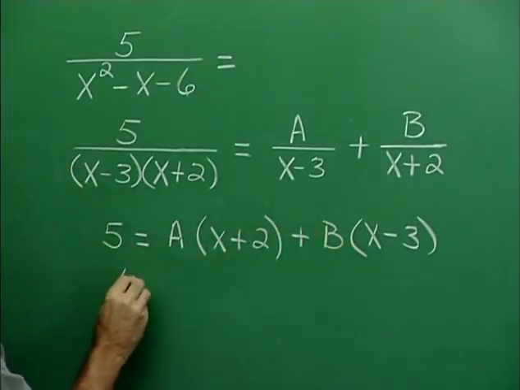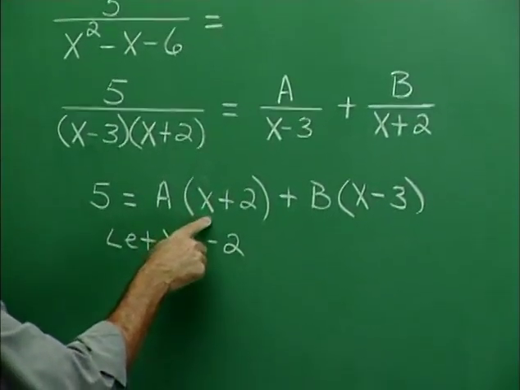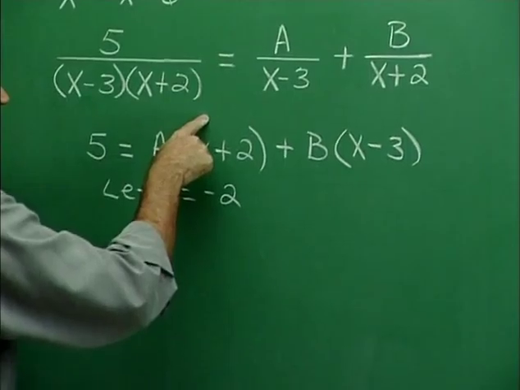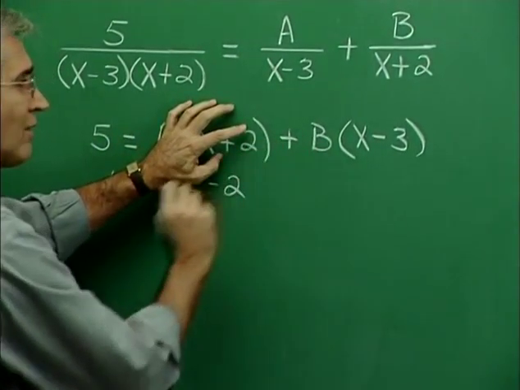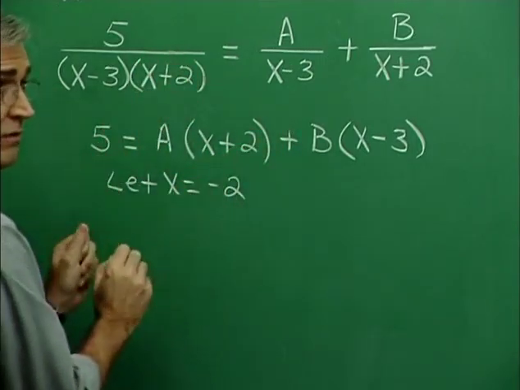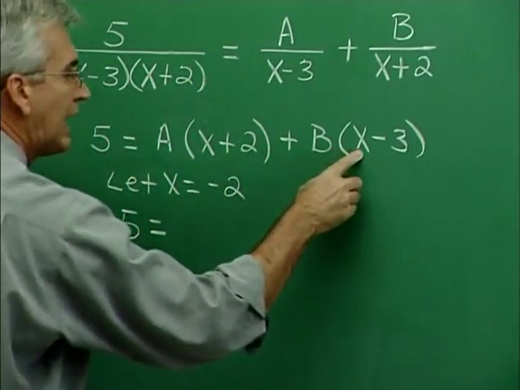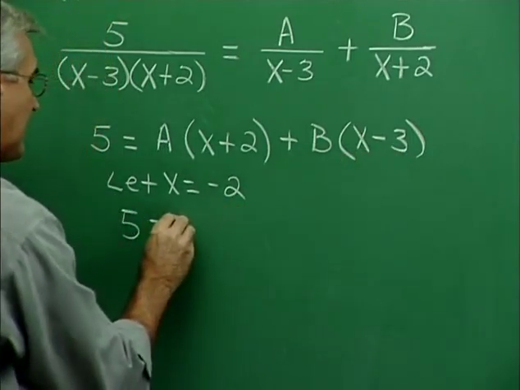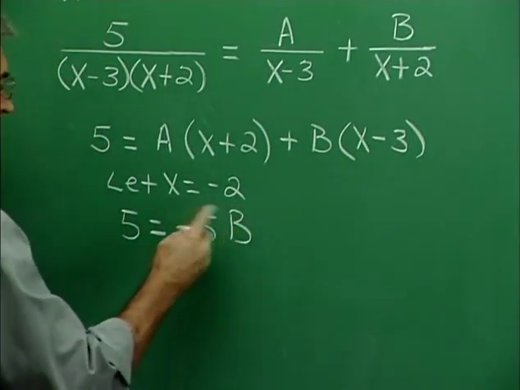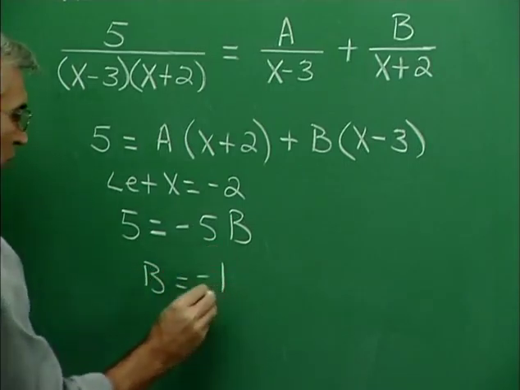For example, suppose we let x take on the value negative 2. You see, negative 2 plus 2, this term goes out. So now we have an equation involving only b, and x has already taken on this value, so we can solve for b fairly easily. So we have 5 then is equal to negative 2 minus 3, that's negative 5, so negative 5b. Dividing on both sides by negative 5, we find b to be negative 1.